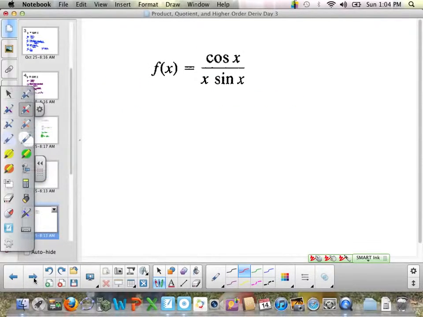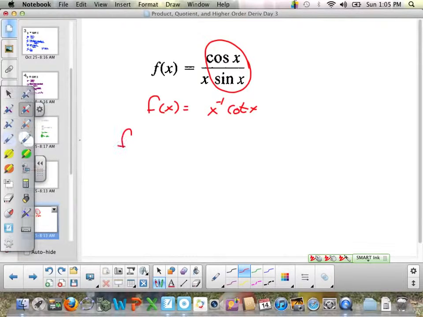Another example we have is f of x equals cosine x over x sine x. If you wish, you could use the quotient rule on this as well as the product rule because there's definitely division and there's definitely a multiplication in it. However, let's use some of our trig rules. We have cosine over sine. We can rewrite this as cotangent. And we can divide that by x or multiply by x to the negative 1. I like using product rule more than quotient rule. It's quicker for me. Then we can use product rule on this.